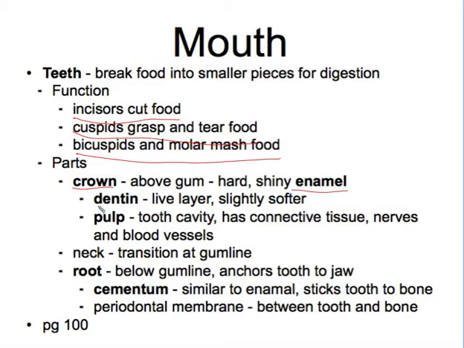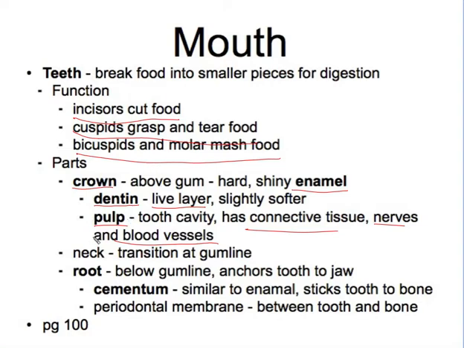Inside of that, we have the structure called dentin. This is the living part of your tooth. It's softer than the enamel and the outer layer. This is your live layer, and it's fed by your pulp, which is your cavity. This is the connective tissue, the nerves, the blood vessels that connect to the dentin.